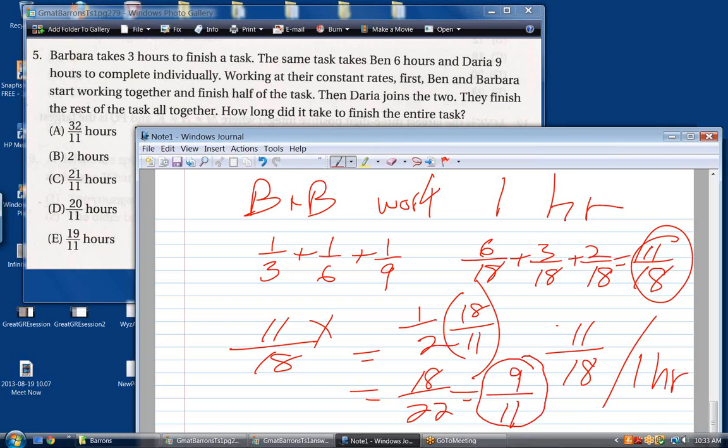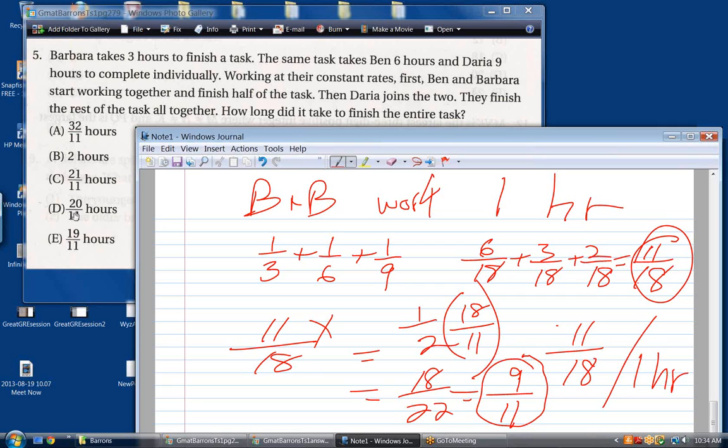Notice that that answer isn't on there, but it shouldn't be, because they already took 1 hour. So it's 1 hour plus 9/11ths of an hour. That's 20/11 hours, because 1 hour is 11/11, right? Yes. That's where you just say 9 plus 11 is 20. Yes.